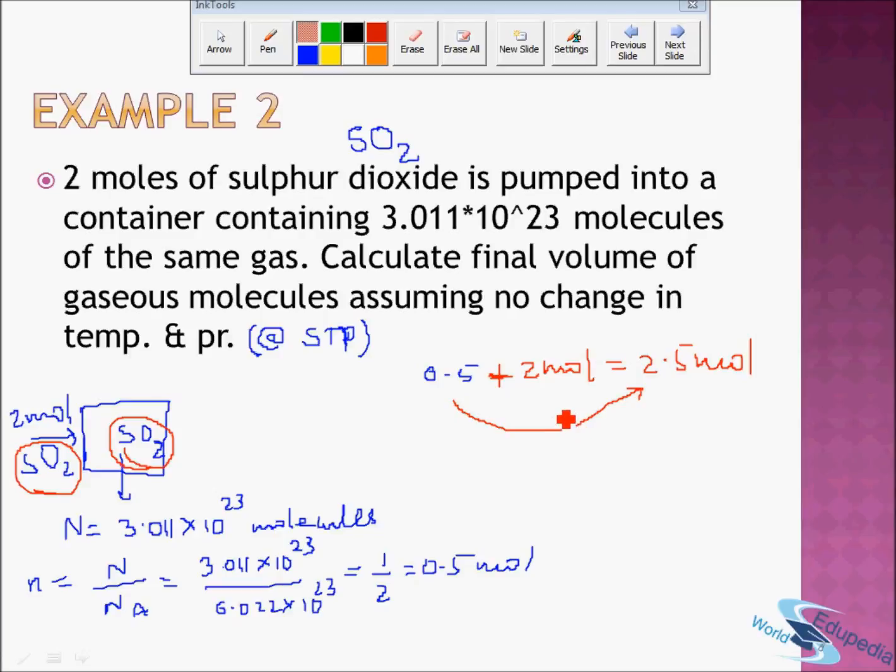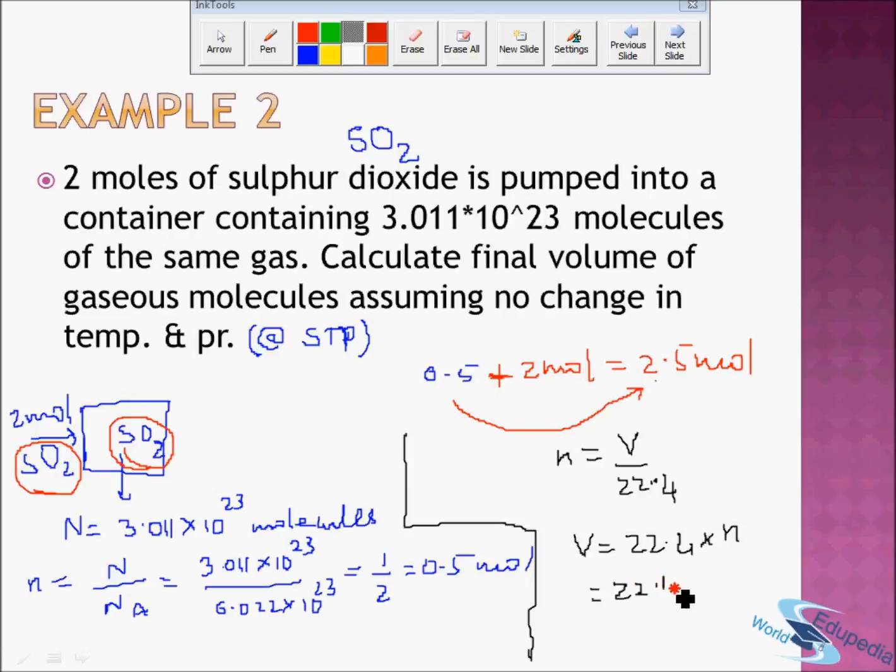Alright, so now I have to calculate what is that volume. After the increase of moles, what is the volume? I know that n is equal to V by 22.4. So V is equal to 22.4 into n, where n is moles of molecules. So moles of molecule is now 2.5. So the answer will be 22.4 into 2.5.